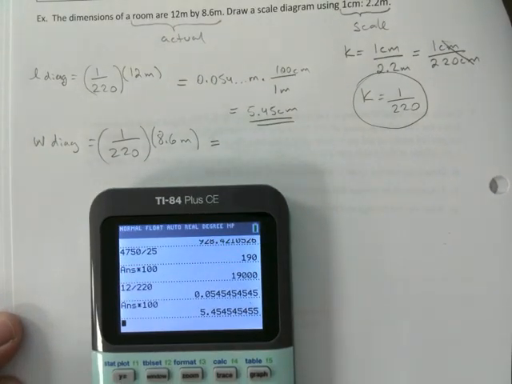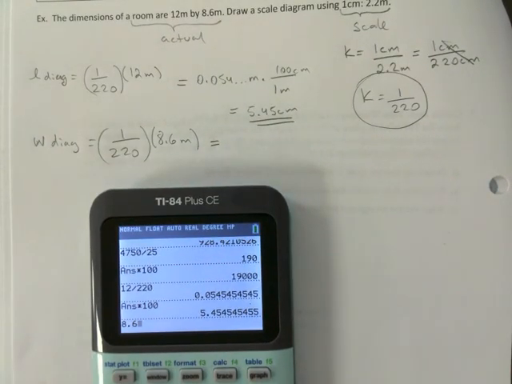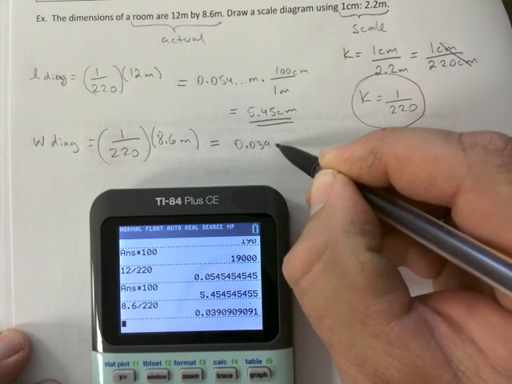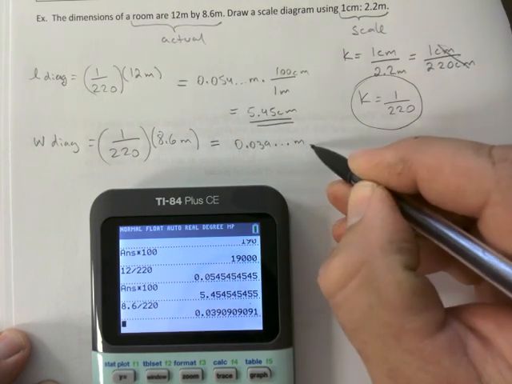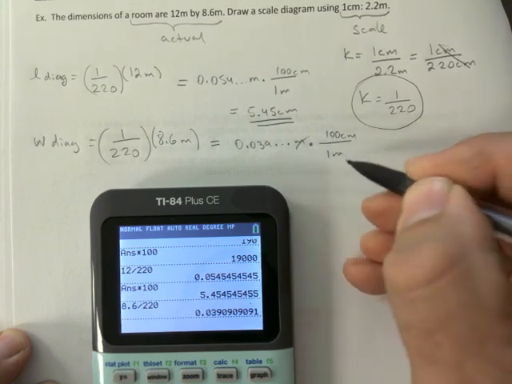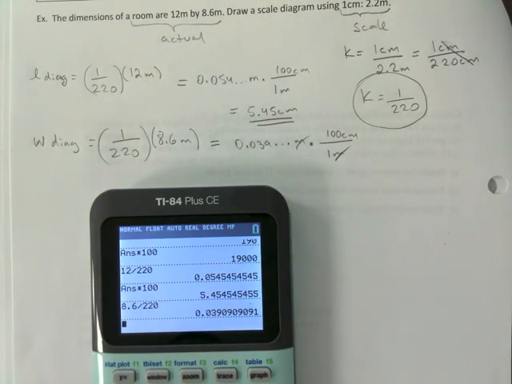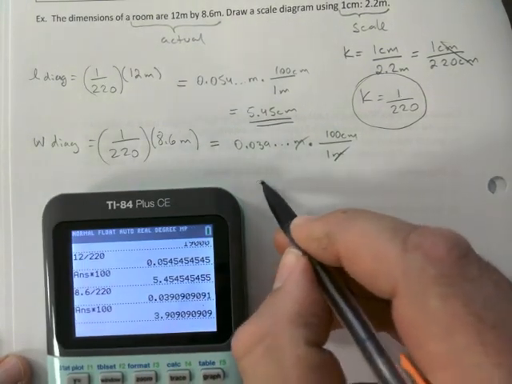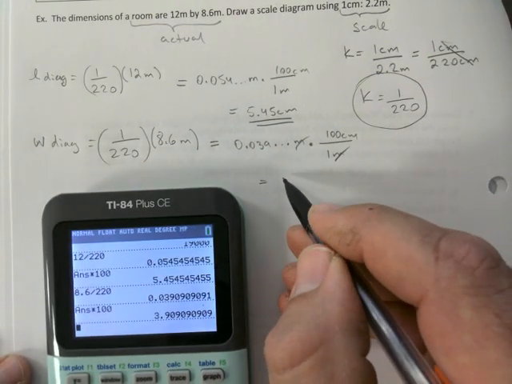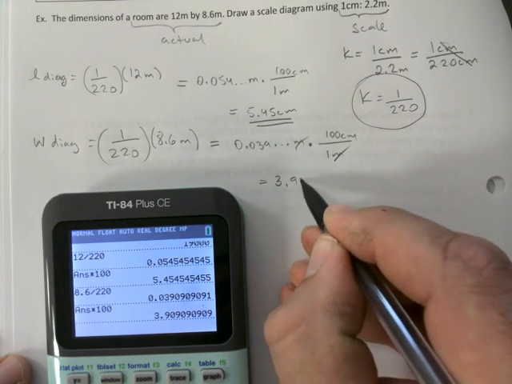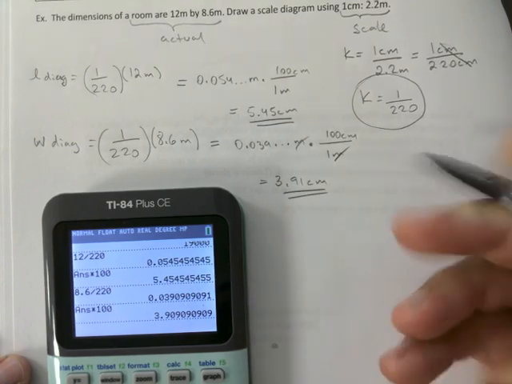You do the same thing with the other one. 8.6 divided by 220. That's 0.039 meters. I will go ahead and say that 1 meter has 100 centimeters. Why am I turning this into centimeters? Because I'm going to graph it, and centimeters is much easier to graph than 0.039 of a meter. So this is 3.91 centimeters.